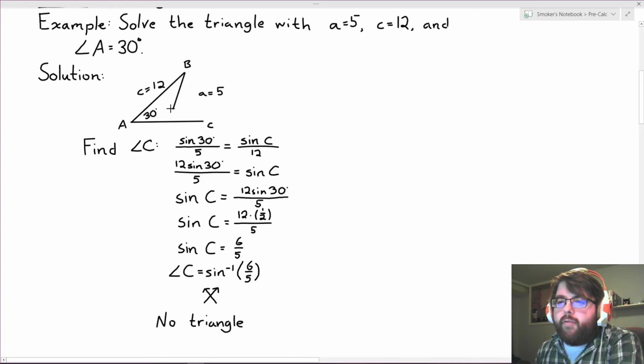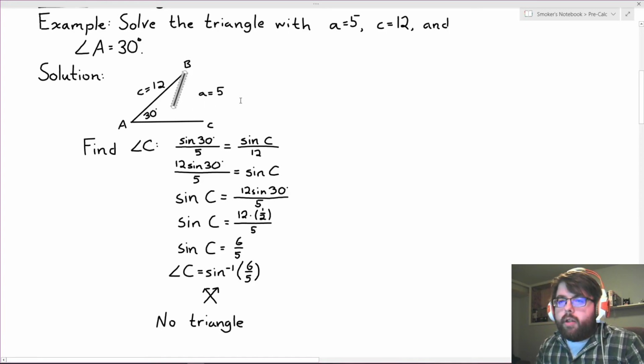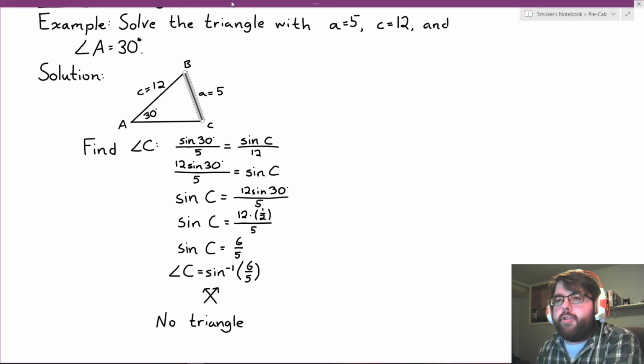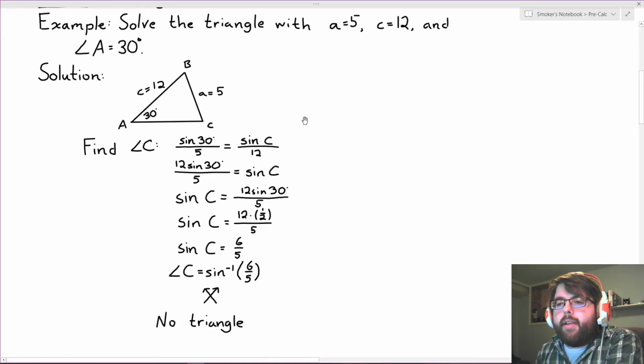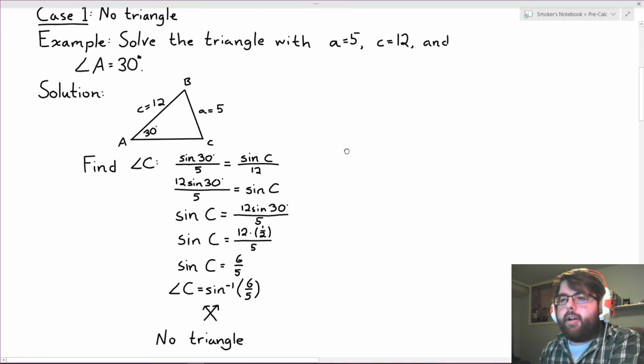And so if this was 5, it would be swinging like this, and no matter where you tried to put it, it would never reach it. And that's why this combination of measurements will never make a triangle. Now, I don't want to leave it that way for future classes. I didn't know that when I sketched this, because you won't know. I won't tell you there's no triangle. You just start the problem.